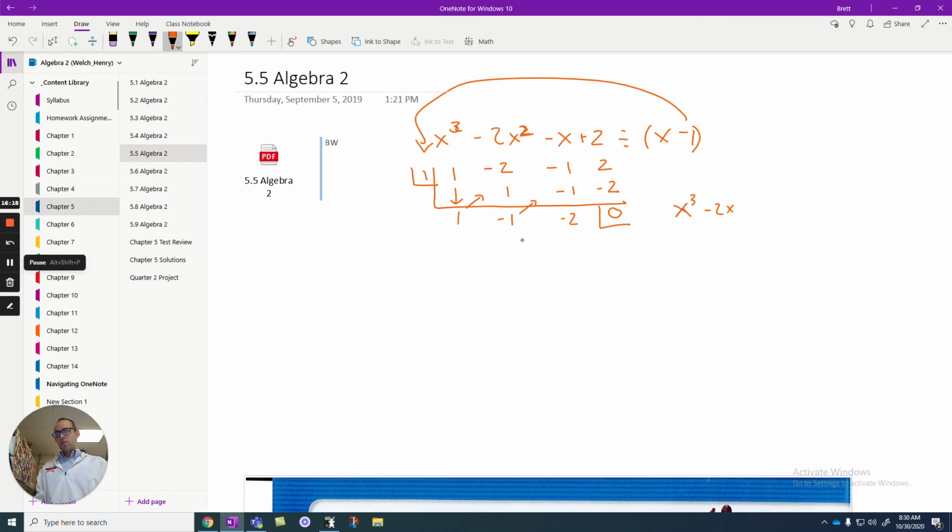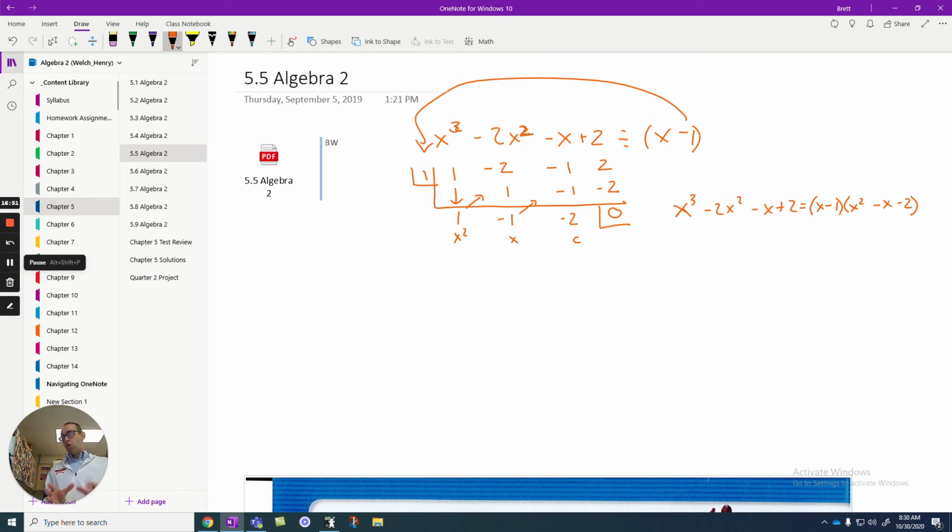What this means is that x cubed minus 2x squared minus x plus 2 is the same thing as the x minus 1 that I just divided off, times x squared minus x minus 2, my quotient. This is a perfect factor. No remainder, so it's just that times what's remaining.